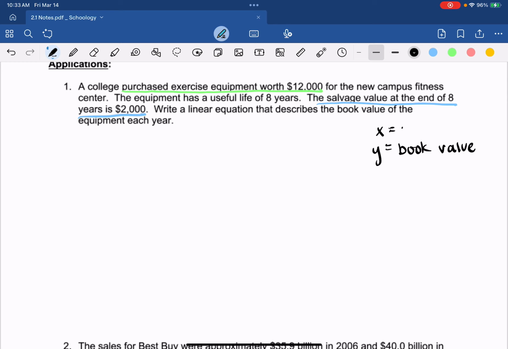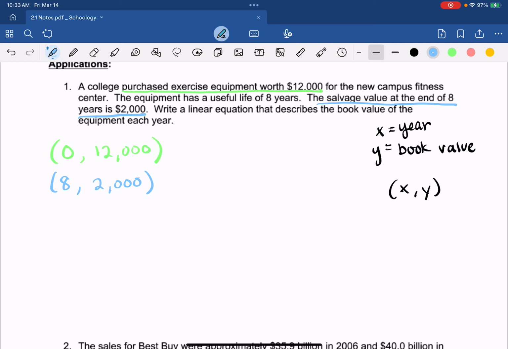And the x is going to be the year, right? Which makes sense. That's the independent variable. The year is going to impact the book value, or the book value depends on the year. So now knowing that, remember our points are x, y. So we can create 2 points to represent these 2 moments in time. So what I underlined in green, the starting point. Okay, well, what year is that? Well, that's year 0, right? That's where we're starting. And its value is 12,000. The salvage value at the end of 8 years, well, 8 is my x, is 2,000. So that's my value. So we've created 2 points.